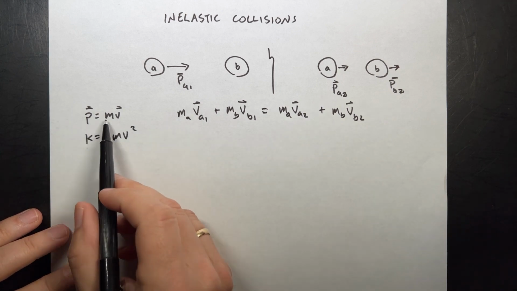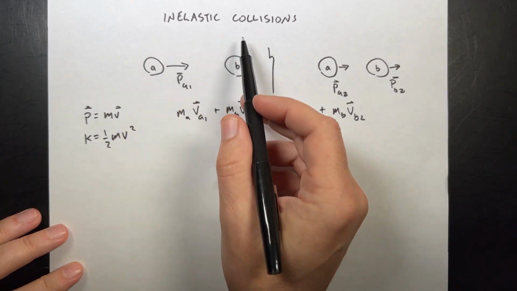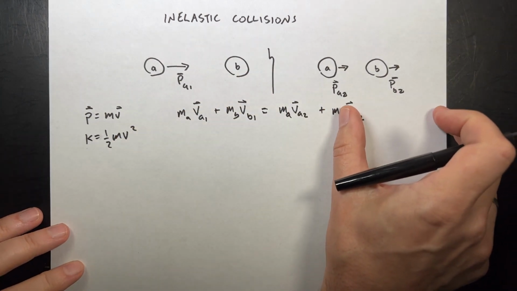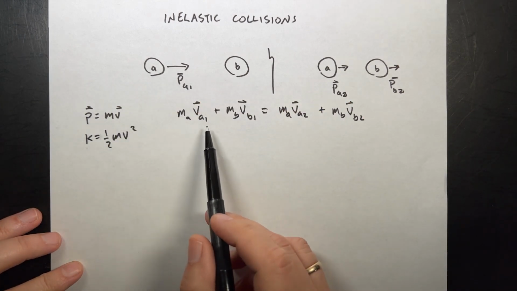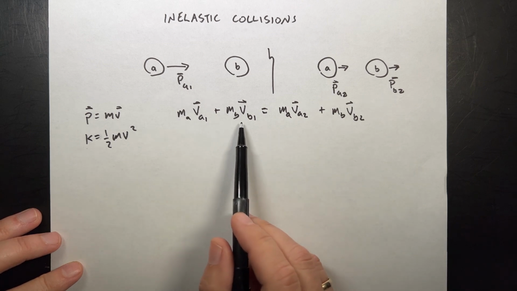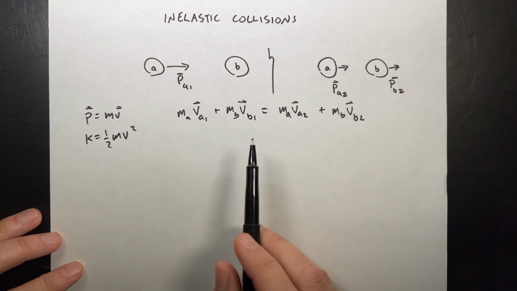If we define momentum as mass times velocity, and if we have no external forces on the system, then the change in momentum of the system has to be 0. So the momentum before has to be the momentum afterwards, and we can write that as the following equation: MAVA1 plus MBVB1, and so on.